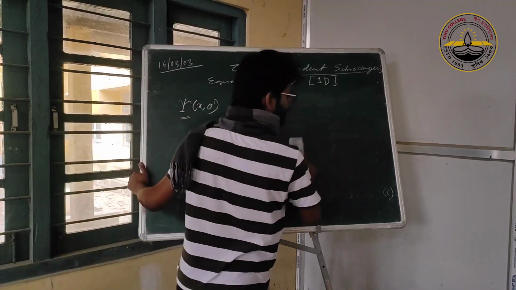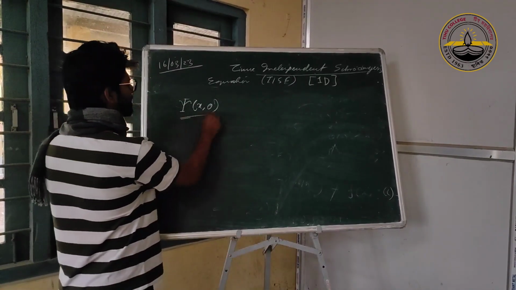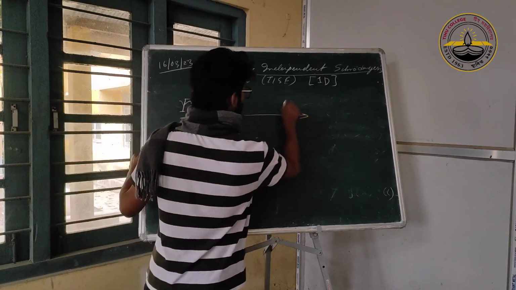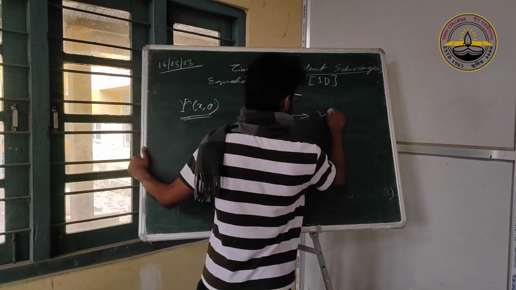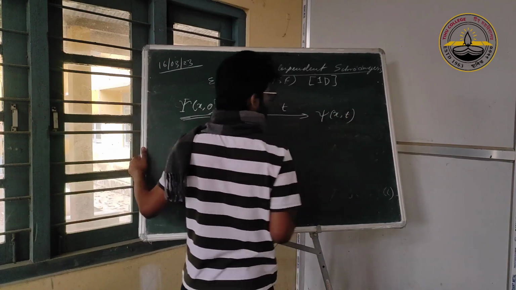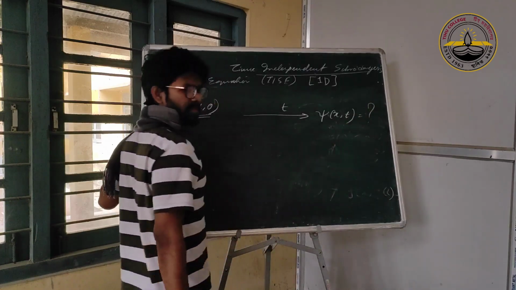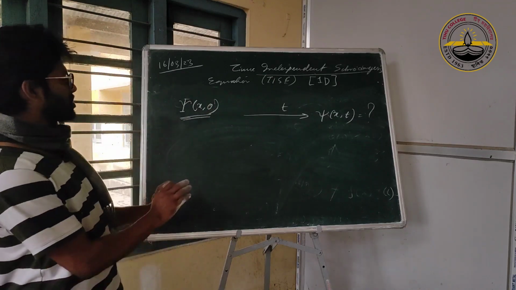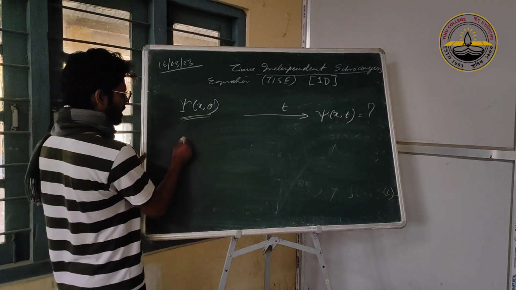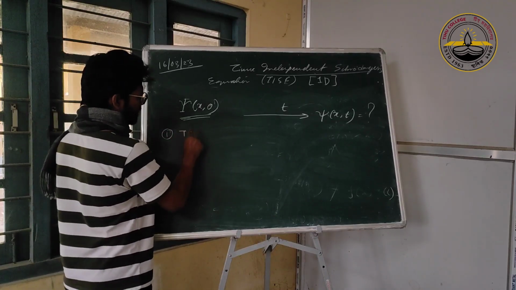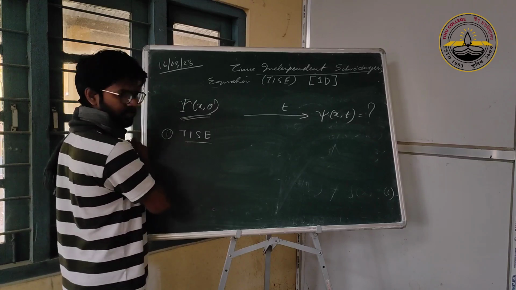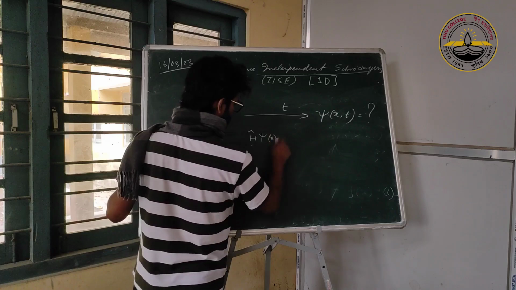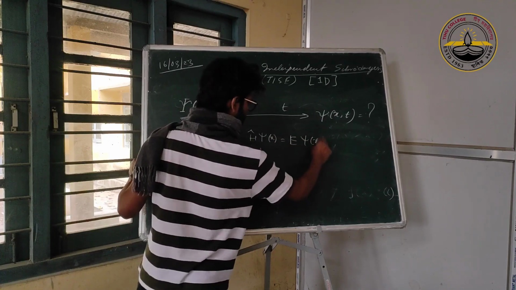Here the question is a little bit different. Here the only thing provided is psi of x at 0, and they ask us, after time t has elapsed, what is the general state of the system? That's the only question quantum mechanics asks. So the strategy is very simple. First of all, you solve the time-independent Schrodinger's equation, which is just H psi of x equal to E psi of x.